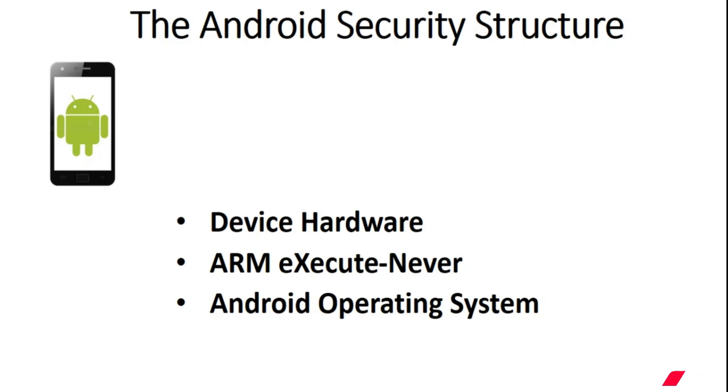Now the Android operating system is the core operating system and it's built on top of the Linux kernel. So it's all based on Linux. All device resources like the camera, Wi-Fi, Bluetooth, GPS, telephony functions, the network connectivity, etc. are accessed via the operating system itself, okay?